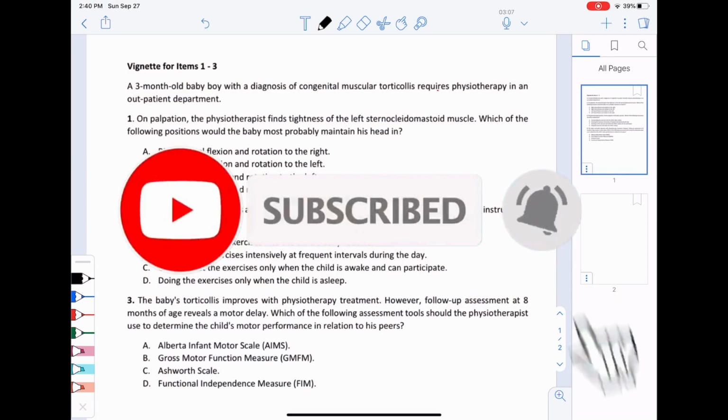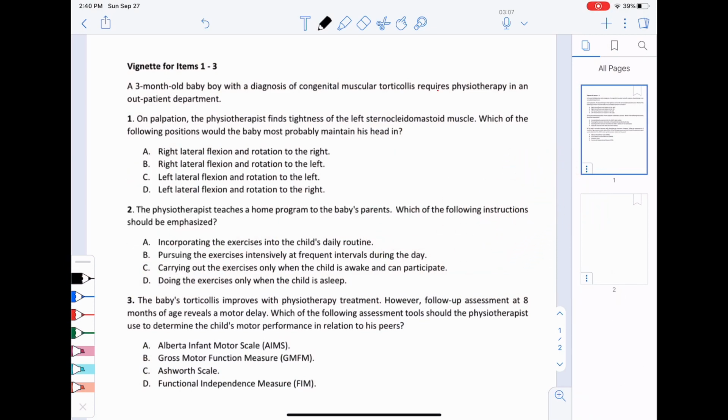So this is the sample question, and it's a vignette style. This is a sample question from CAPR's website, so you can also find it. I'll put a link in the description below. Okay, so let's read the question.